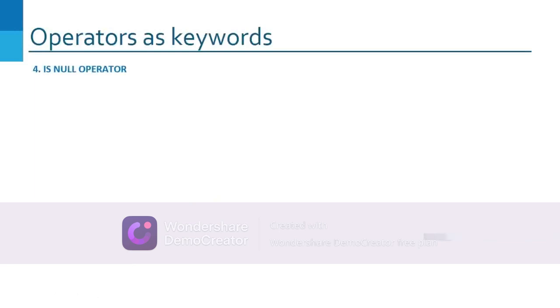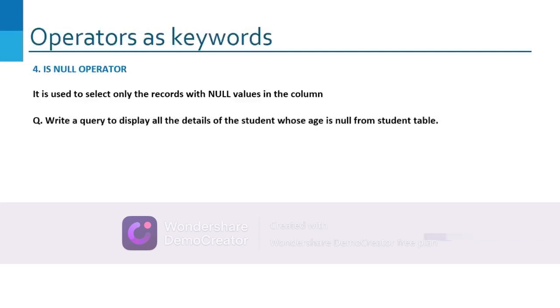Now the next one is IS NULL. By looking at the name and reading it, you must have understood what it is. Let's understand what IS NULL is. It is used to select only the records with null values in the column. Only the null values in the column will be there. Write a query to display all the details of the students whose age is null from the student table.